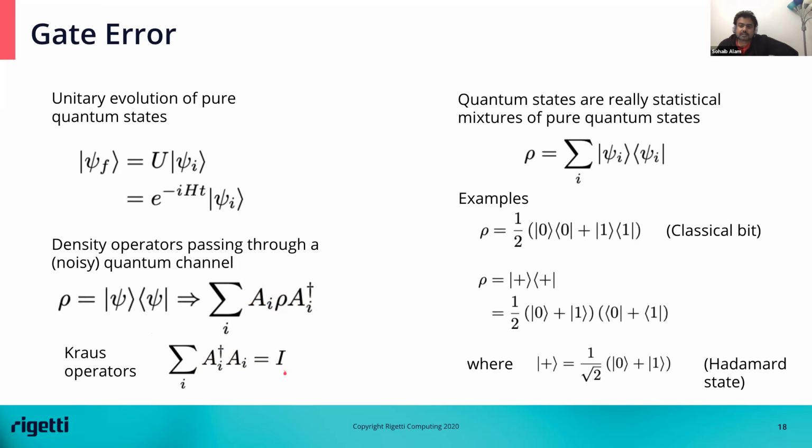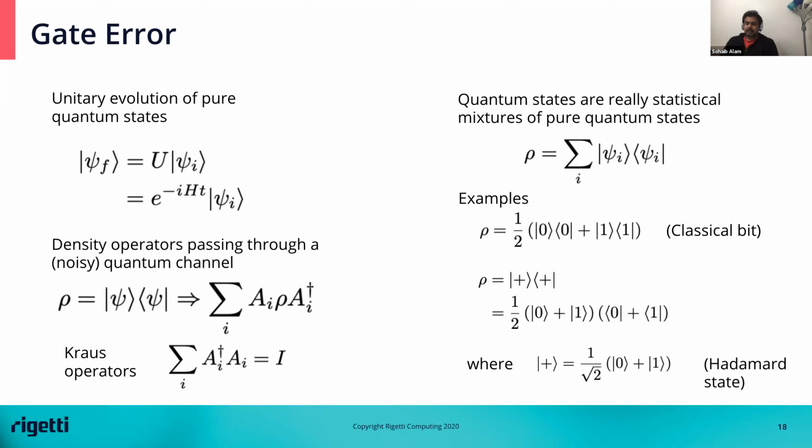the identity. So in the trivial case where this rho is passing through some non-noisy quantum channel, or in other words, it's just evolving unitarily, then there is just a single i, and this A_i is just this U. It's just some unitary operator, right? So that goes back to the definition of what unitary operators are. If it's just a single i, then I just have A dagger A is the identity, and that's basically what a unitary operator is. It's an operator whose inverse is its conjugate transpose, right?